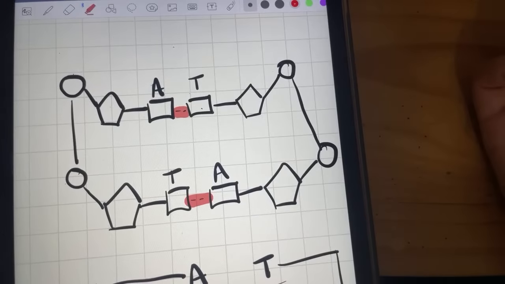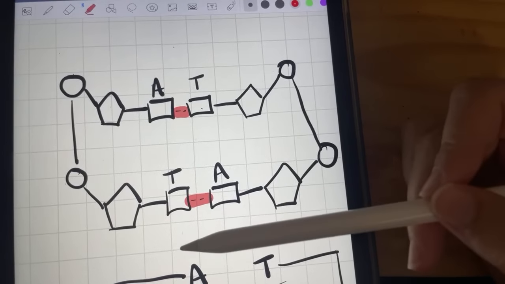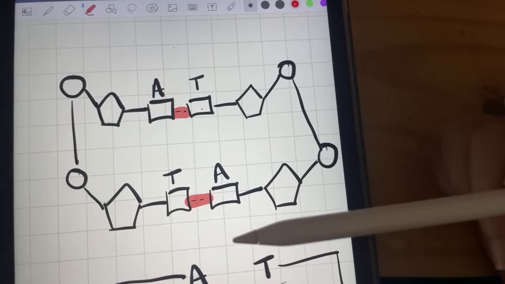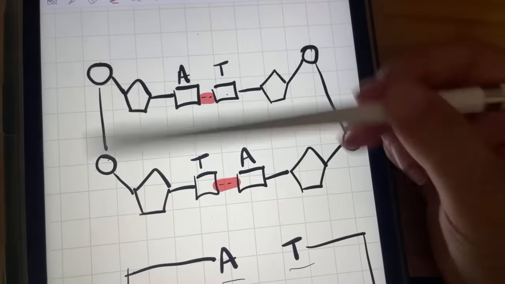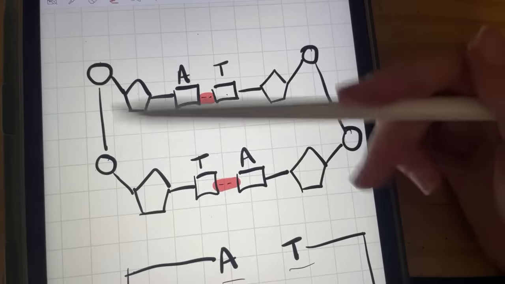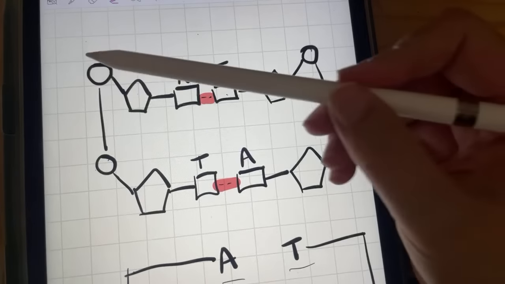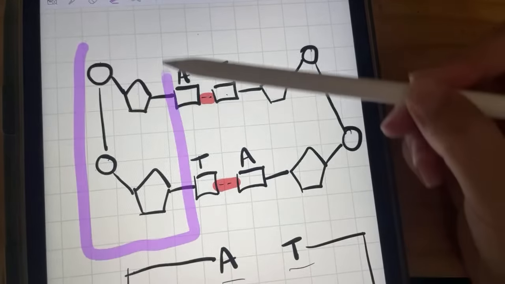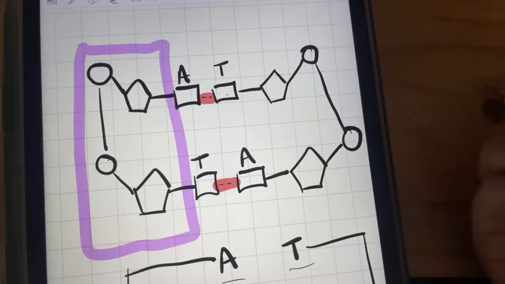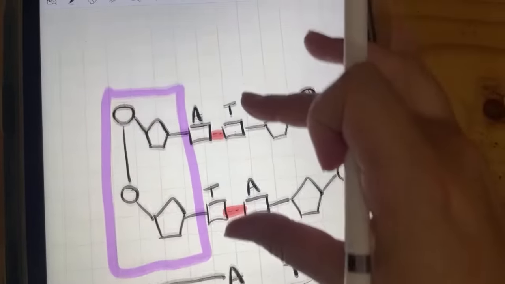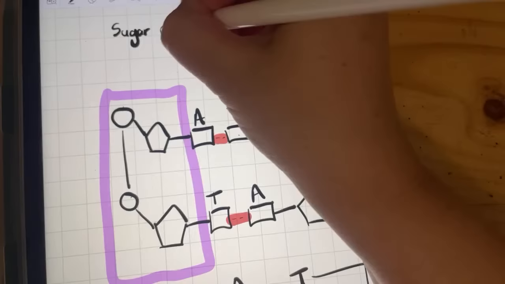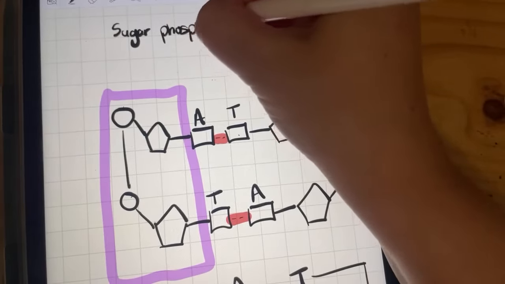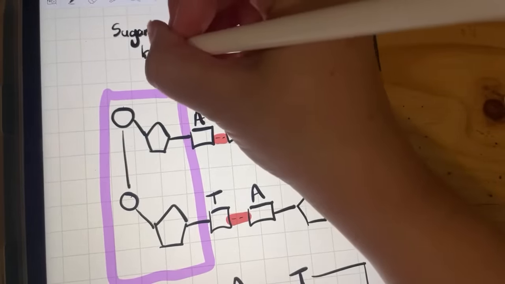Tristan asks, what is being used to keep the phosphate sugar and nitrogenous string together? That's actually a lovely question. I don't think I actually told everybody what holds all of the side here together. So what he's asking is what's holding this together, the backbone. And that's actually what it's called. This backbone here is called the sugar phosphate backbone.